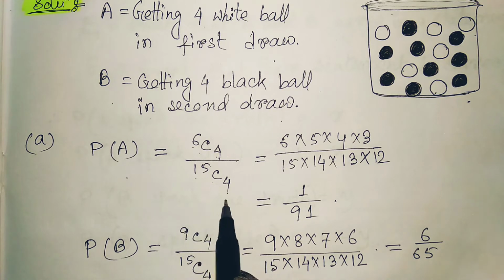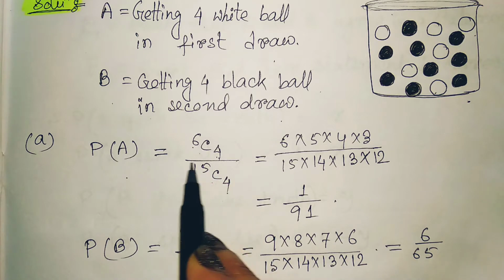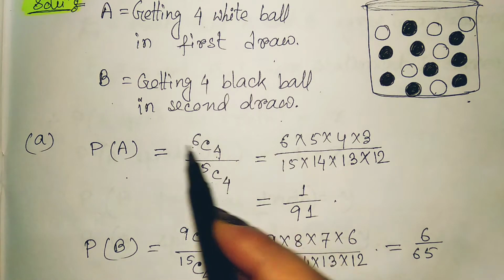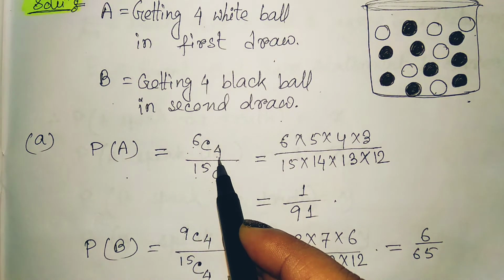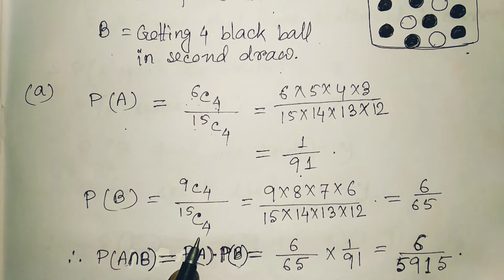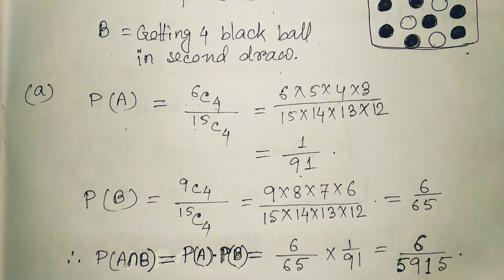So 15C4 is the sample space, that is the total number of ways by which we can take out 4 balls. And this is the favorable case: out of 6 white balls, you require 4 balls. If we simplify, then it will be 1 upon 91. Now the probability of B, similarly, is 9C4 divided by 15C4, that is 6 upon 65.